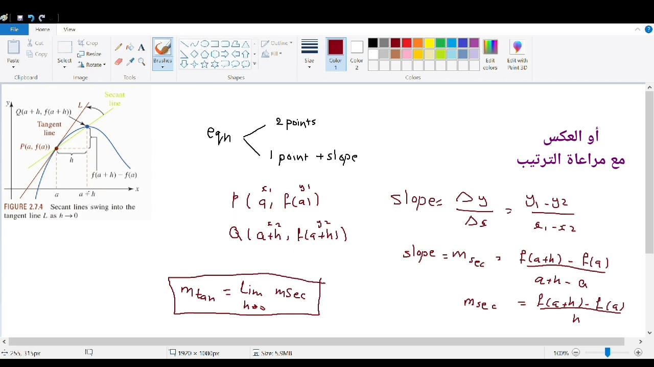Because if this edge gets close, so for example the first one we take it here, then the second line will be there, passing through this point and this point. Then when your edge is smaller, it will be here. Then your edge is smaller again, the line will be here. So whenever you get closer and closer to the point A, that means your edge becomes closer and closer to 0. That means we have the same line. So m tangent will be the limit of m secant as h approaches 0.